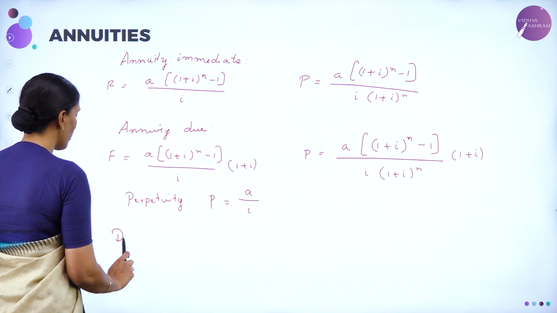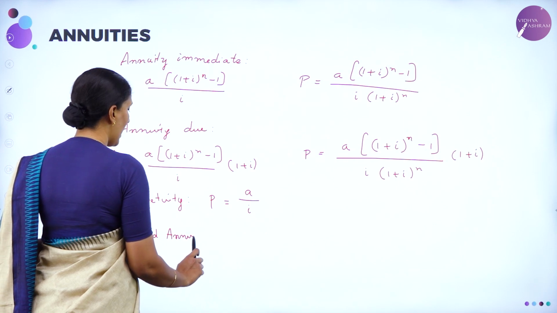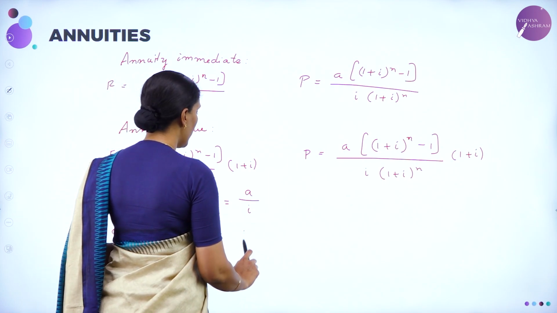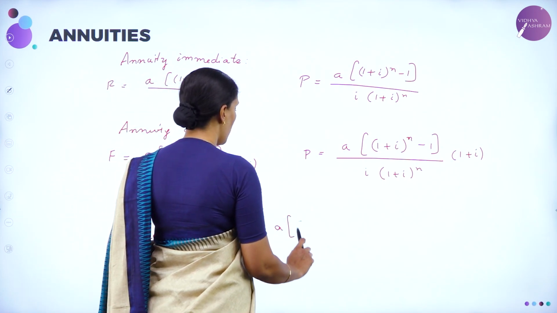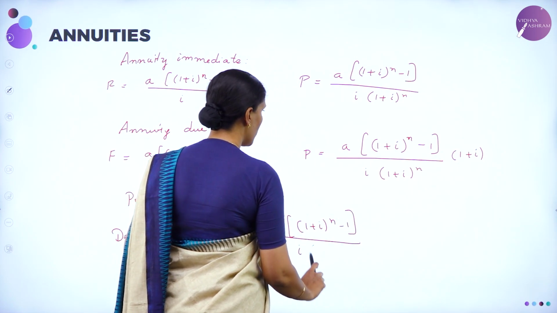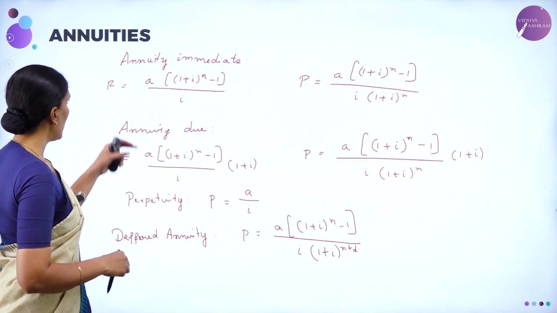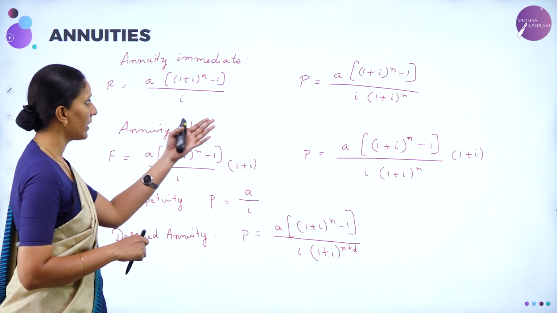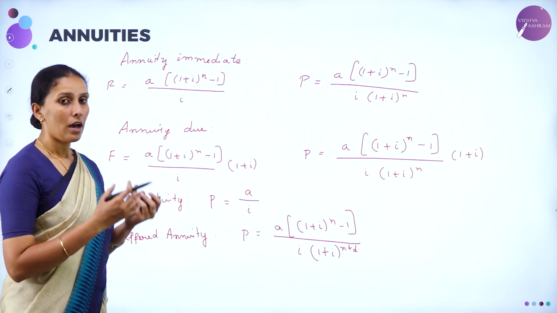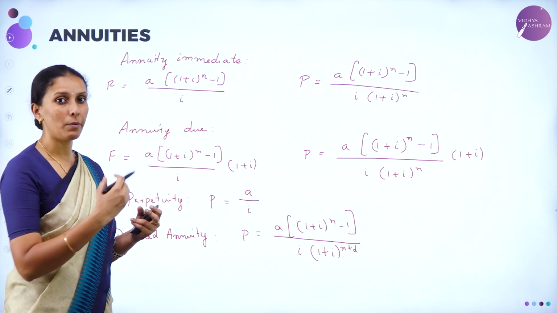Next is the deferred annuity. Deferred annuity is annuity immediate. So therefore P is equal to A into (1 plus I) whole to the power n minus 1 whole divided by I into (1 plus I) whole to the power (n plus D). So in all these formulas, F represents the future value, P represents the present value. The present value is nothing but the lump sum amount obtained earlier, and the installments will be paid later.